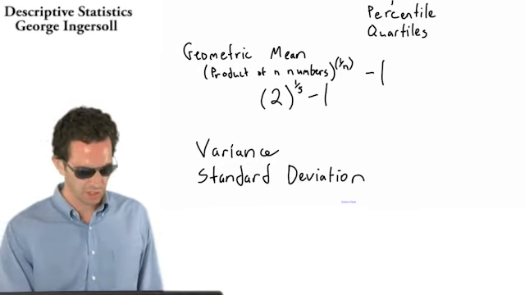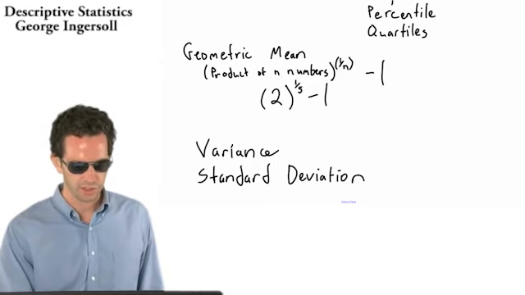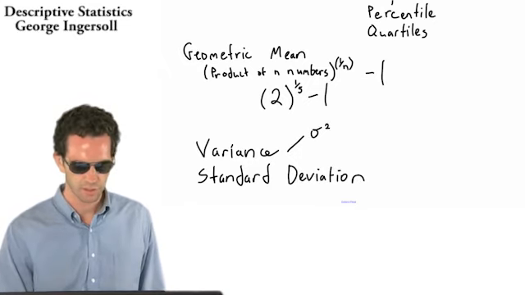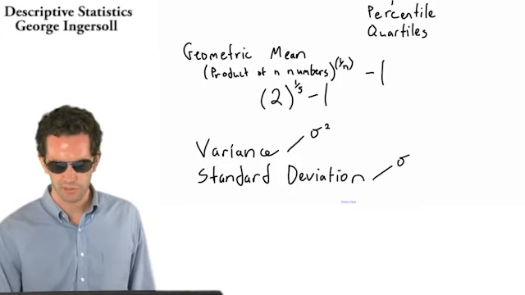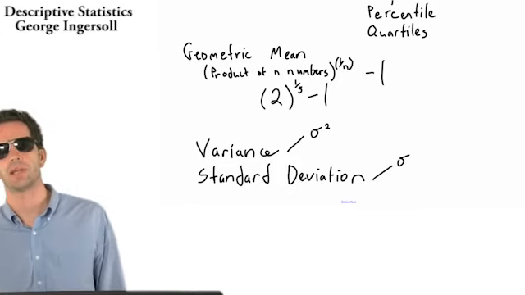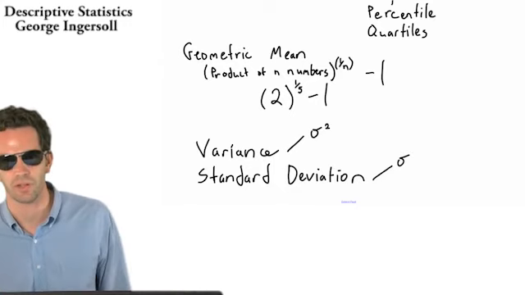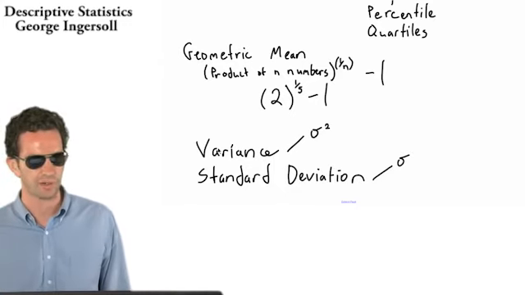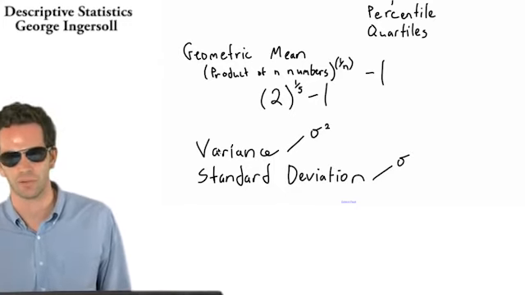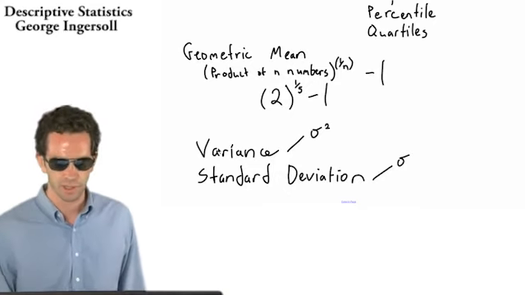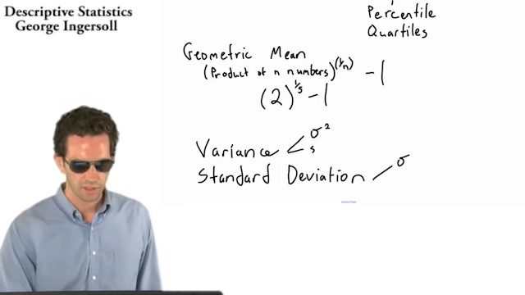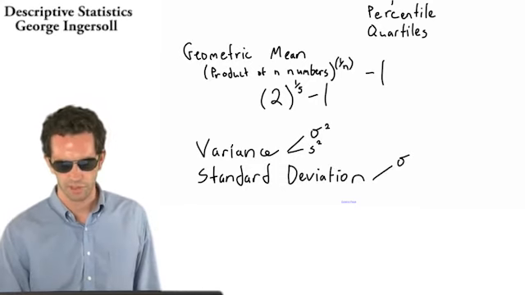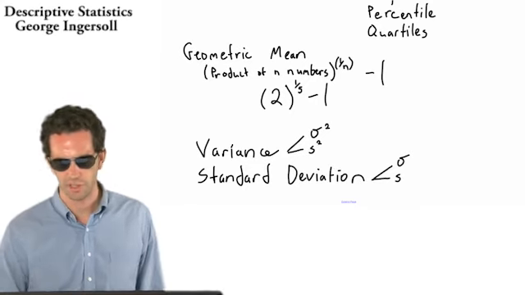The symbols for each: variance is usually represented for a population as this, and the standard deviation for a population is represented as the same thing without the exponent. That's because standard deviation is just the square root of variance. So I'm going to show you how to calculate variance, and then to get standard deviation, you're just going to take the square root of that. So it's pretty straightforward. And for a sample instead of a population, it's s squared for variance and just s for standard deviation.